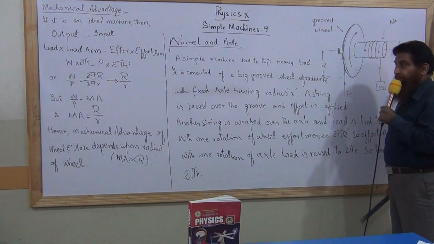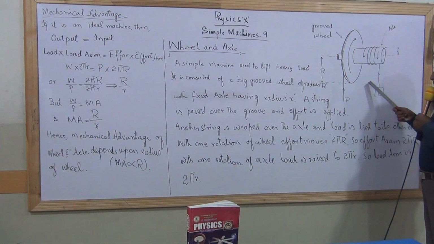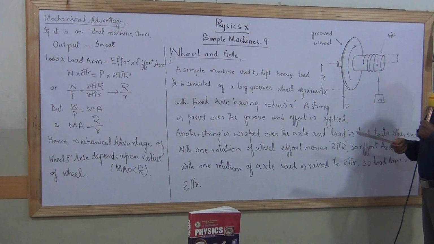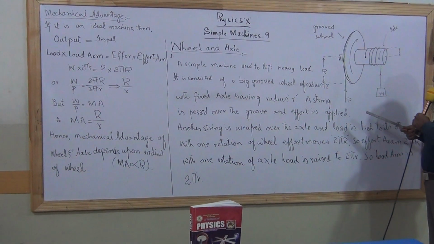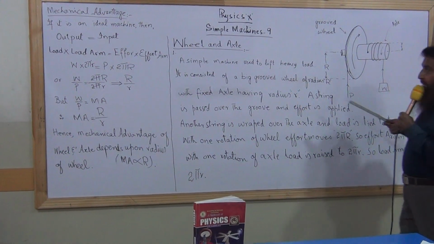So these are the simple machines. You have to learn about the diagrams and draw the diagrams, and write out the definition as well as the mechanical advantage. So it is the end of chapter 9 for class 10.